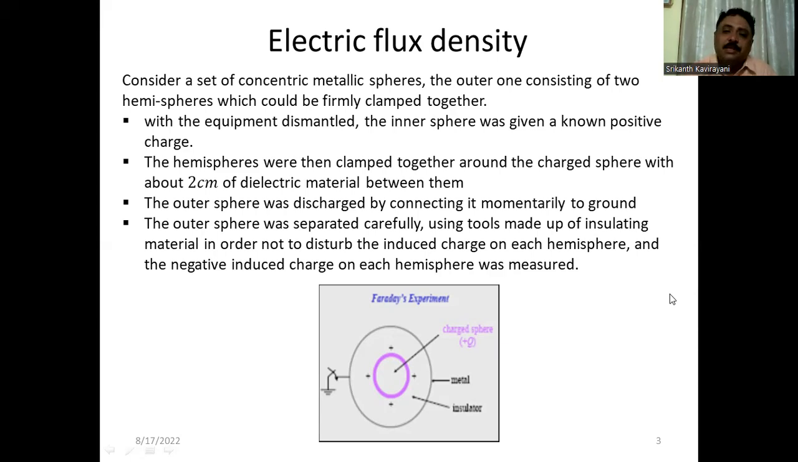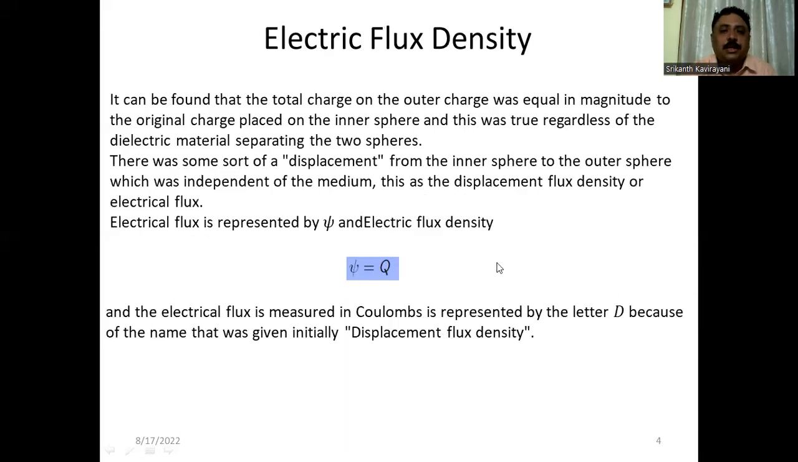Then what happens is we see that the negative induced charge on each hemisphere was measured, and it showed us that the total charge on the outer surface was equal in magnitude to the original charge on the inner sphere, and this was true regardless of the dielectric material connecting the two spheres. So there was some sort of displacement from the inner sphere to the outer sphere, which was independent of the medium. This displacement flux, or the electric flux, is represented by psi and is equal to Q.